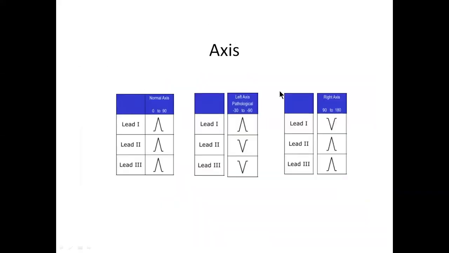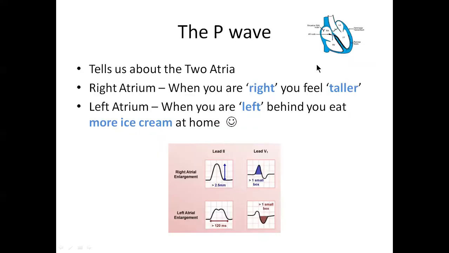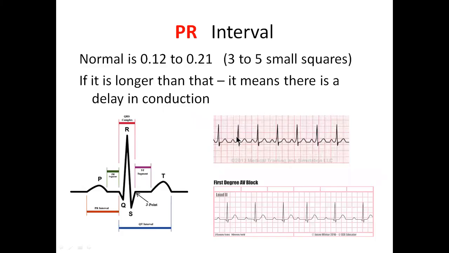Then you look at the axis and decide whether it's normal, left, or right axis. Then you go to lead 2 and evaluate the P wave. Is it normal? Is there right atrial enlargement or is there left atrial enlargement? Next, you look at the PR interval. Is it short, normal, or long?